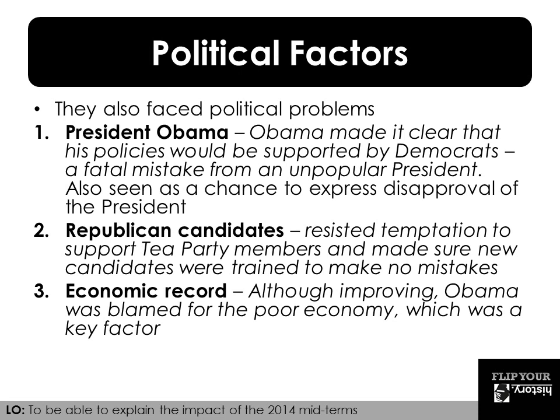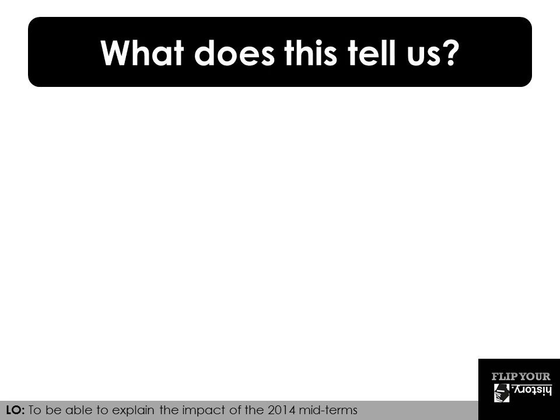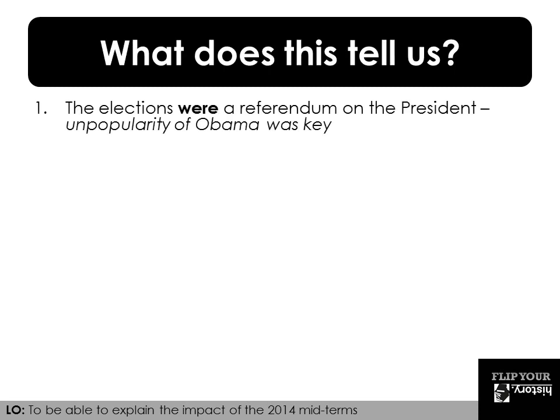Lastly, and perhaps unfairly, the Democrats were blamed for their economic record. So although the economy was improving and unemployment was going down, the stock market was improving, Obama was still being blamed for the poor economy, which was a key factor in the Republicans being able to win this election, largely by blaming the president. So overall, what does this tell us?